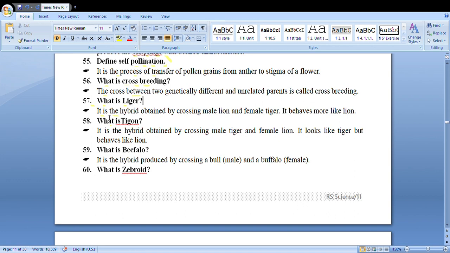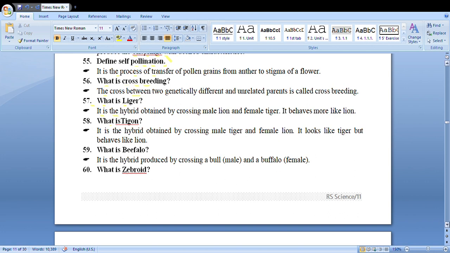What is liger? Liger is the hybrid obtained by crossing male lion and female tiger. It behaves more like lion. What is tigon? Tigon is a hybrid obtained by crossing male tiger and female lion. It looks like tiger but behaves like lion. What is buffalo? The hybrid obtained by crossing bull, meaning male, and buffalo female is known as buffalo.